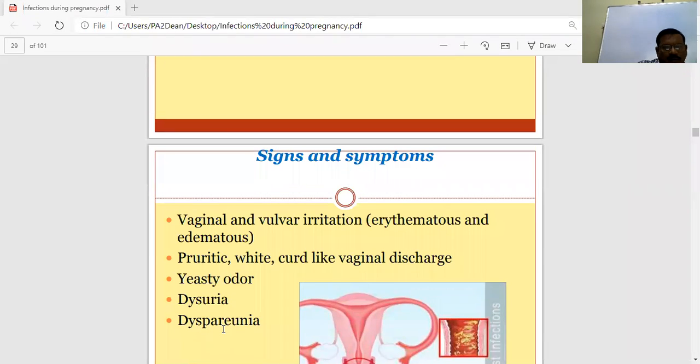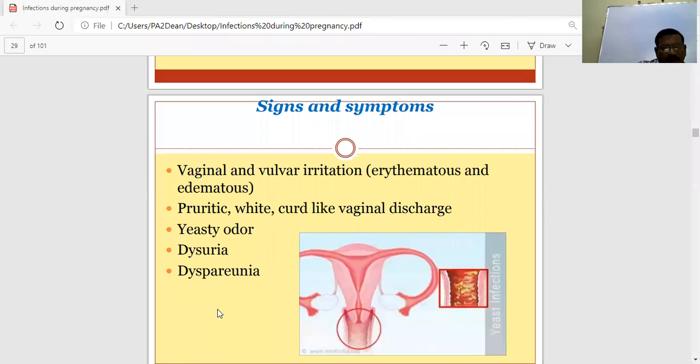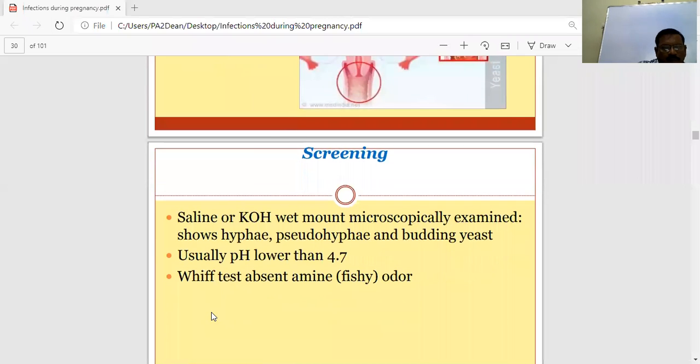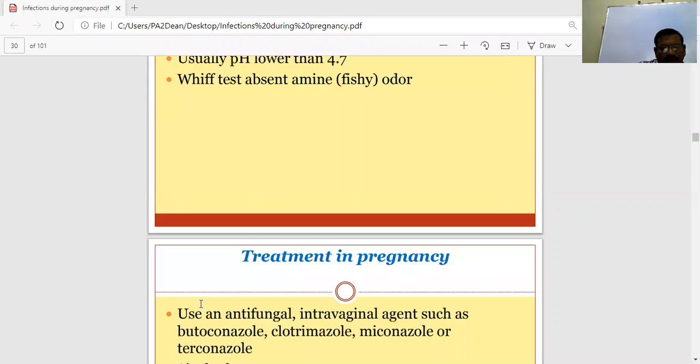Coming to the signs and symptoms: vaginal or vulvar irritation, erythematous and edematous, and pruritic, white, curd-like vaginal discharge, yeasty odor, dysuria, and dyspareunia are the symptoms in the patient suffering from candidiasis. How to screen them? A saline or potassium hydroxide wet mount examined microscopically shows hyphae, pseudohyphae, and budding yeast. Usually pH is lower than 4.7. Whiff test is absent, whereas a fishy, amine odor would indicate otherwise.